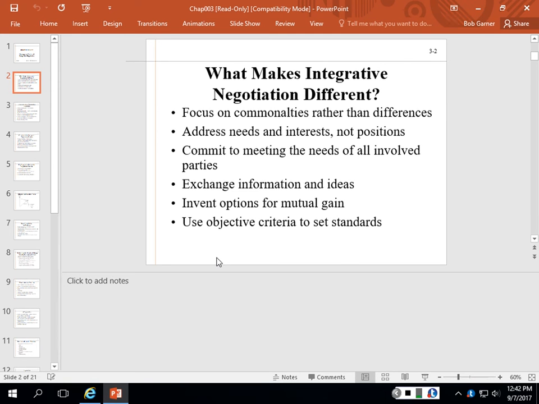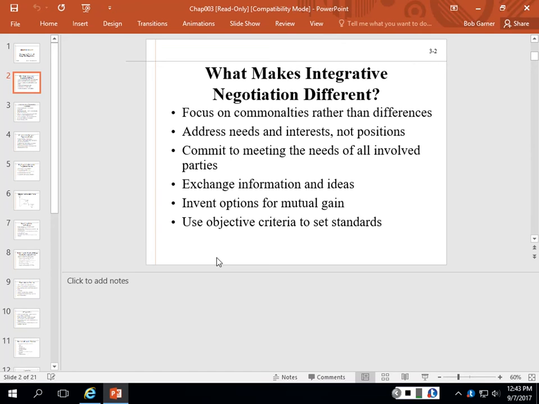You address needs and interests, not positions. In exam 3, I'm going to do a whole section on interest, rights, and power. Interest means how do we satisfy what people want, not necessarily positions, which is where we end up at the end of the negotiation. You try to meet the needs of all involved parties. In a distributive negotiation, I'm only worried about me.